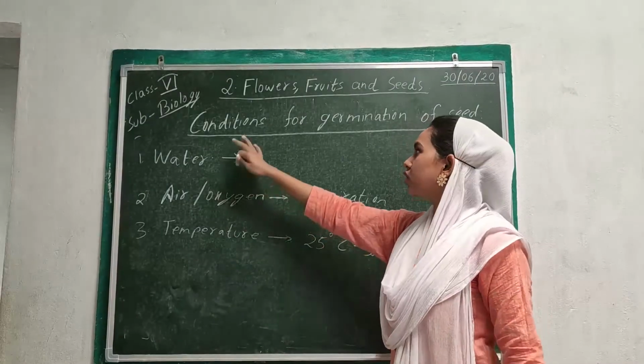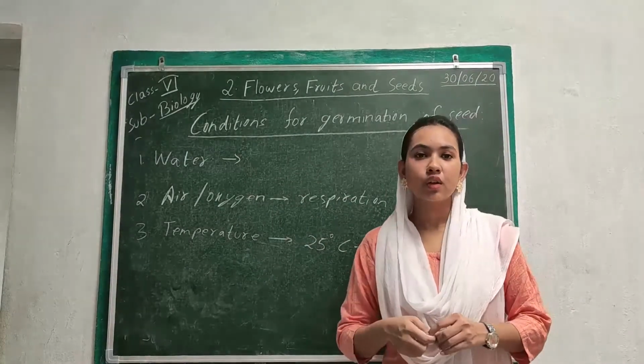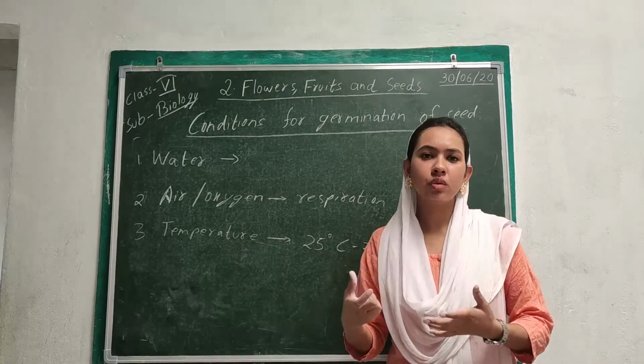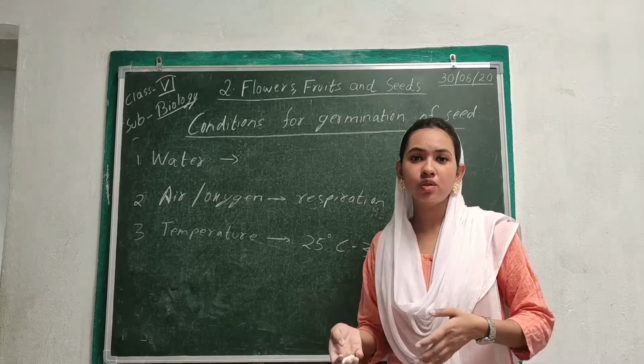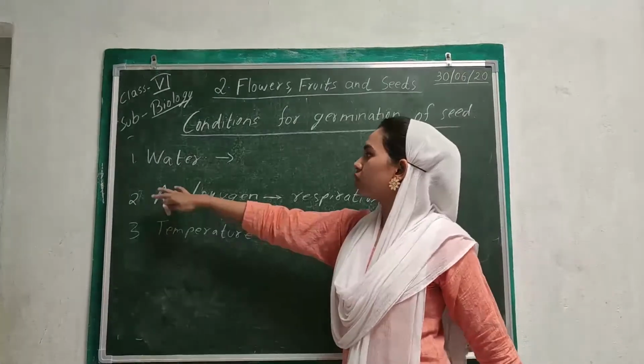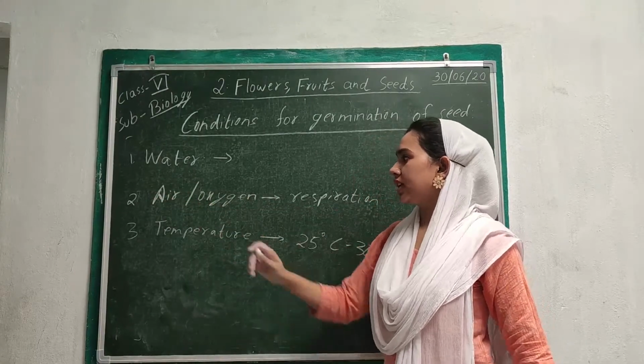The next topic is conditions for germination of seeds. Now, if you just keep a seed outside, you will not see that seed grows into a plant, right? So there are some conditions which are required for that seed to grow into a plant. So what are those conditions? Those are water, air or oxygen, and temperature.